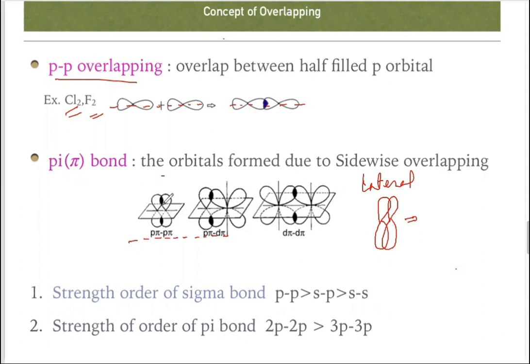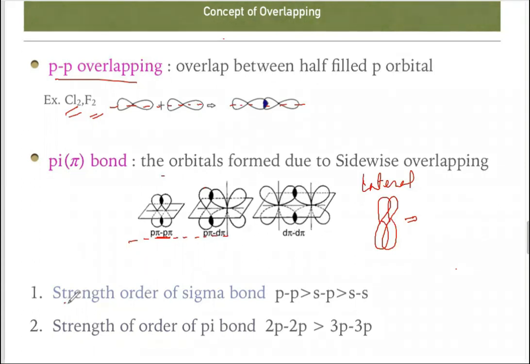So here is another better example picture. This is a p and another p, they overlap laterally, so they will form pi. Here is an example of one p and one d, they overlap laterally. So this is p and d overlapping. Why is it pi? Because this overlapping is lateral. So p pi d pi, and here it is d pi d pi. That means one d and another d overlap laterally.